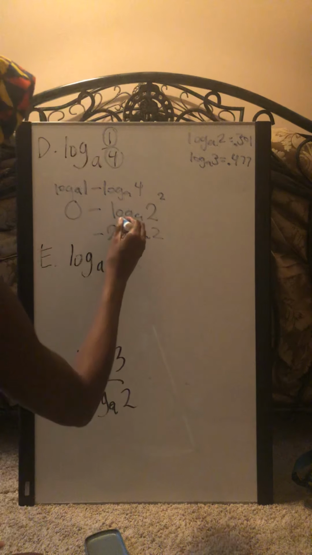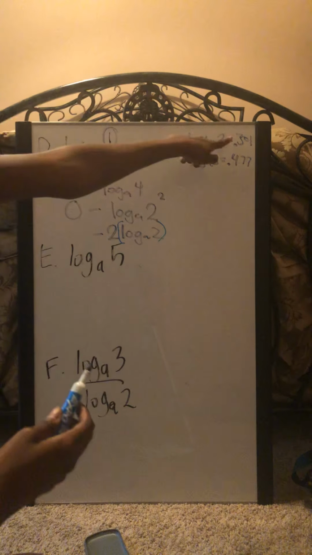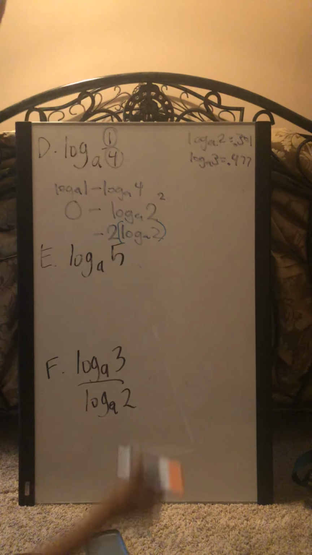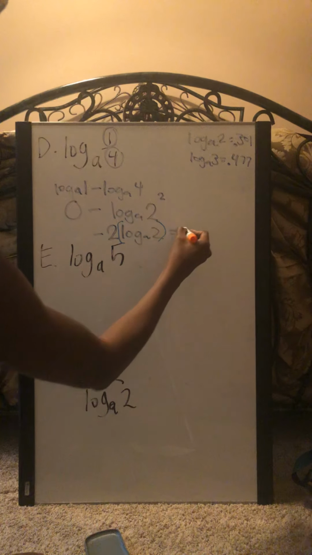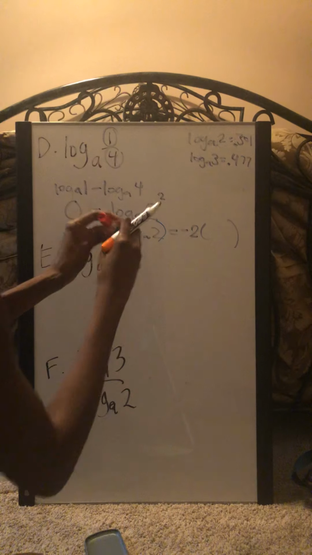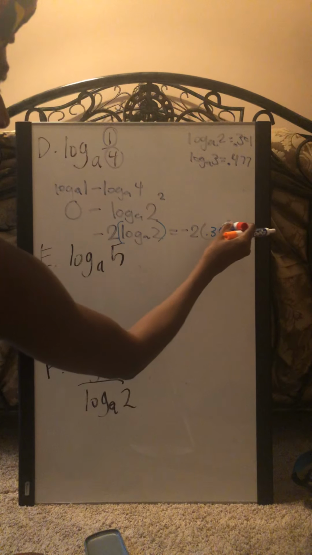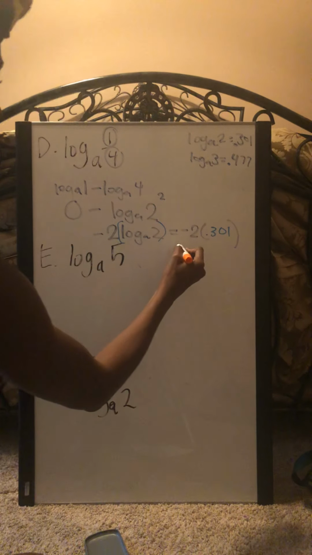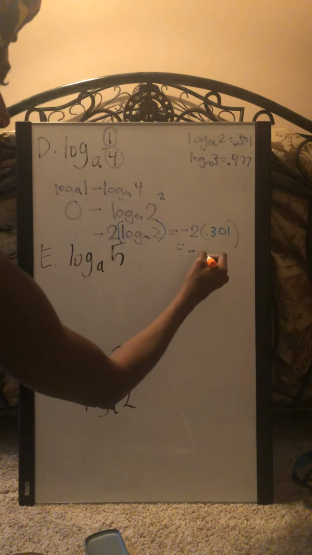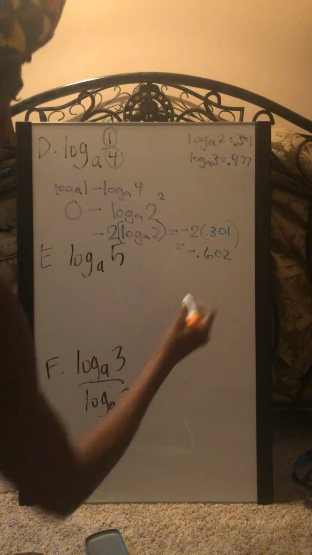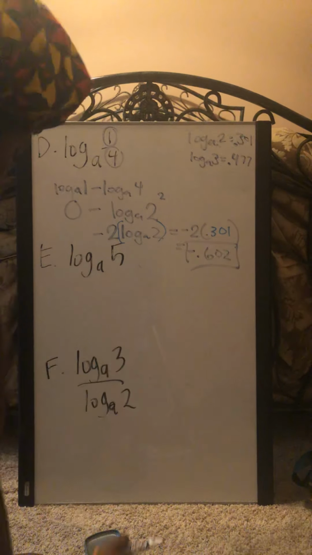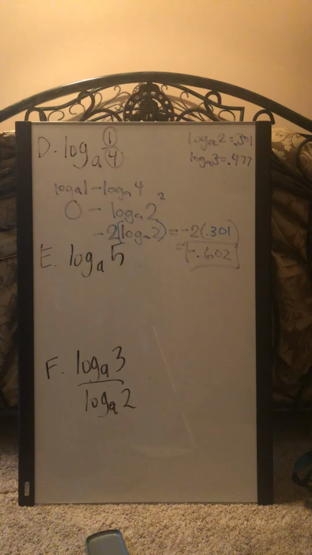And we know that log A2 is equal to 0.301. So we have negative 2 times 0.301, and that's going to be equal to negative 0.602 for the answer. Okay? Alrighty, so let's move to the next one.